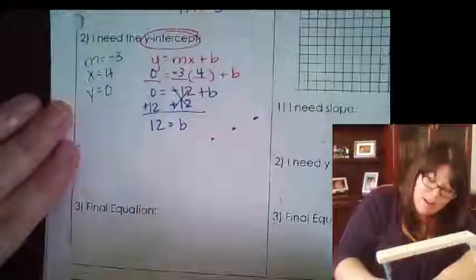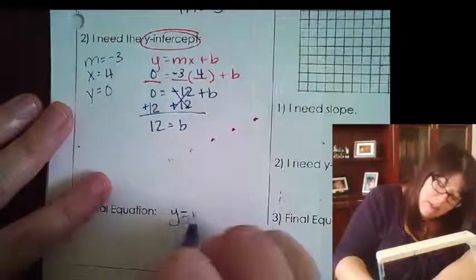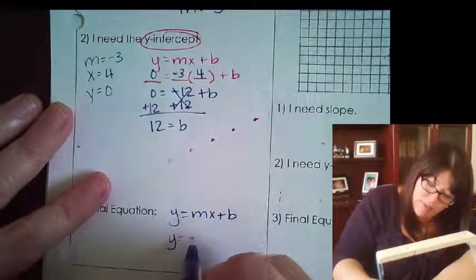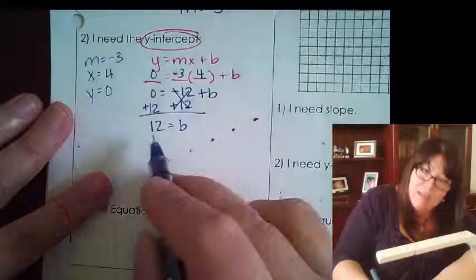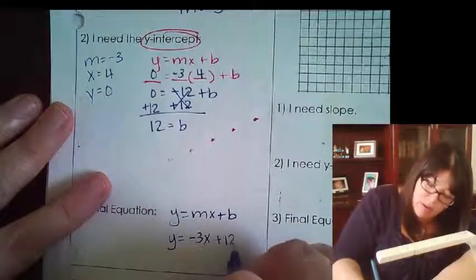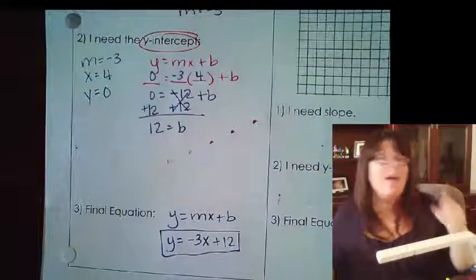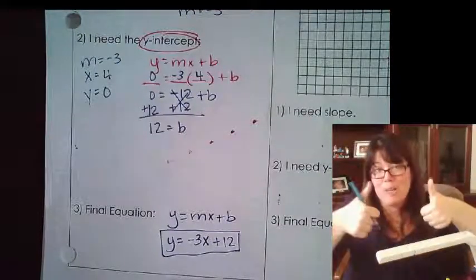So I can write my final equation. y equals mx plus b. y equals m is -3 times x, and b is +12. Ta-da! There's my equation. I found my slope. I found my y-intercept. I'm good to go.